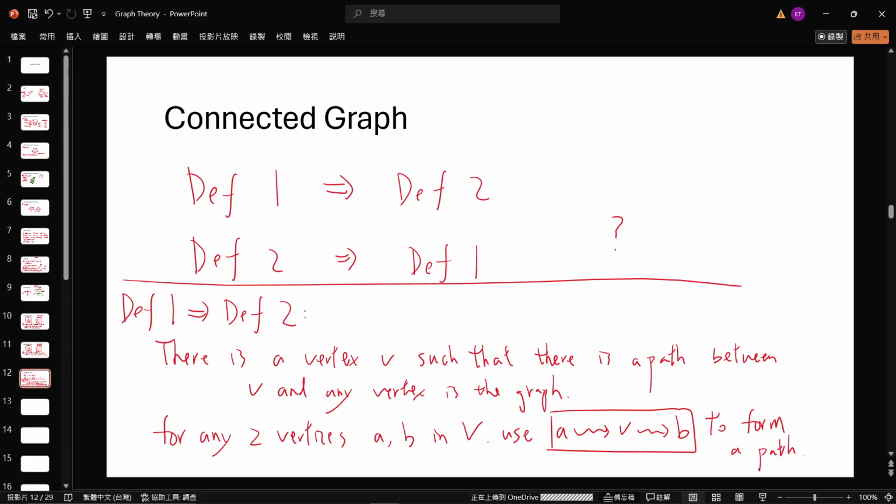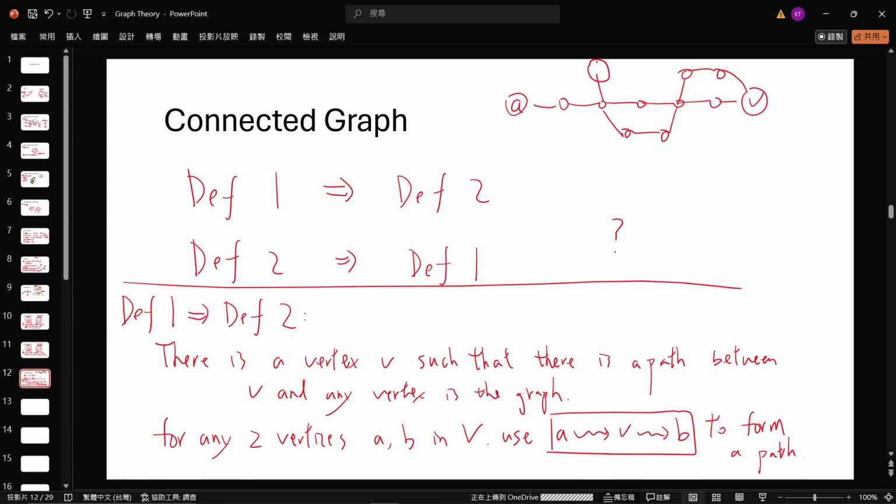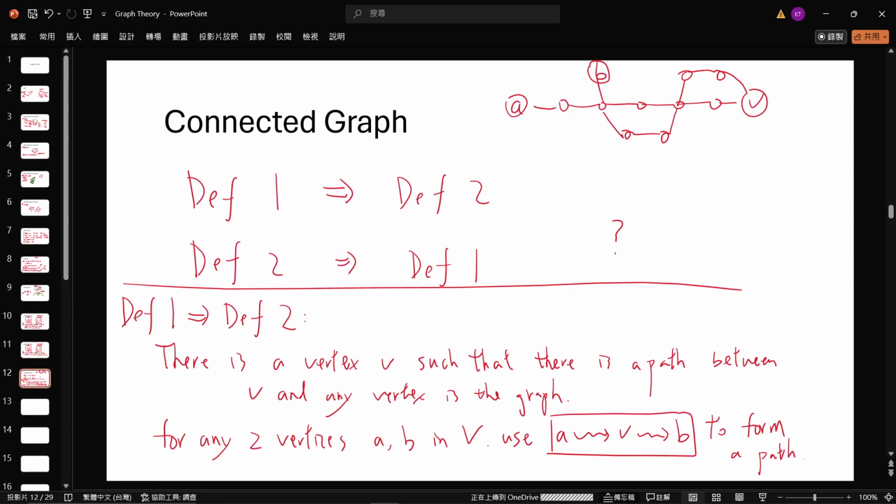So for example, you have A, and this is V. Okay? So this is the path between A and B. And say you have a path like this. And this is B. So you have two paths, okay?